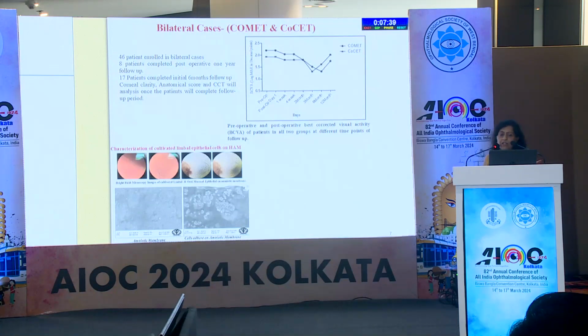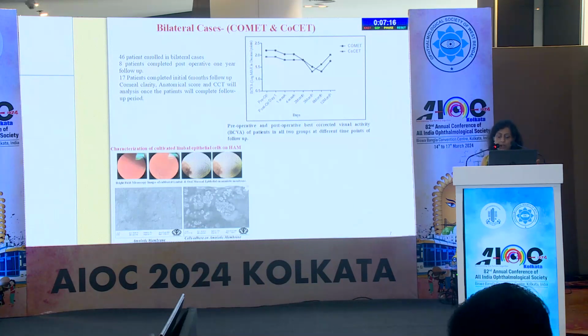And for the bilateral cases, comparing COMET versus COSET, here we found that these were all cases with bilateral Stevens-Johnson syndrome or chemical burns. There were very few patients of chemical burn, only 2 or 3. Largely, they were Stevens-Johnson syndrome. So here, we found that the oral mucosa grew better, and there were at least 4 patients where the conjunctival cells did not grow at all. So therefore, I would say COMET is a better procedure.